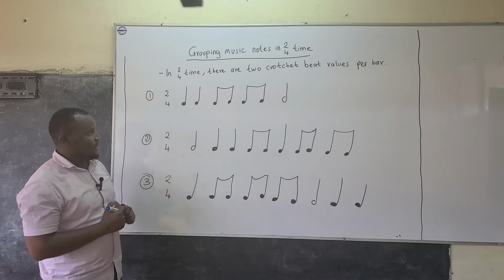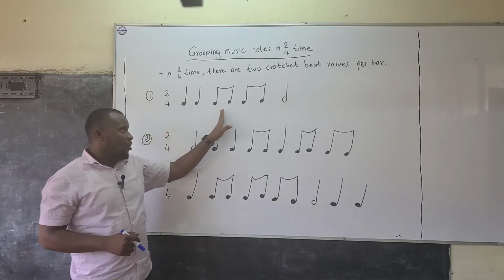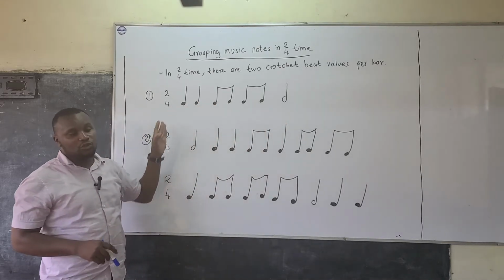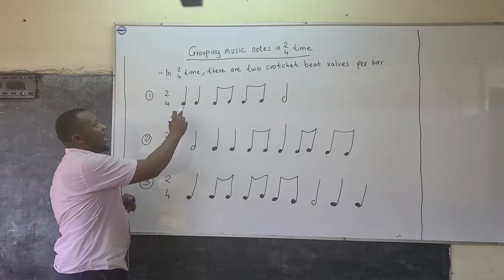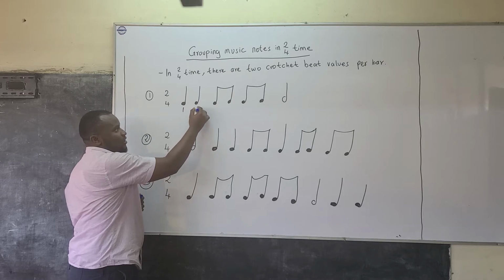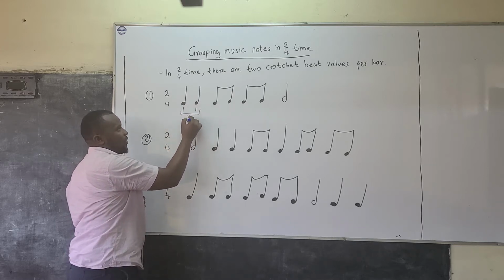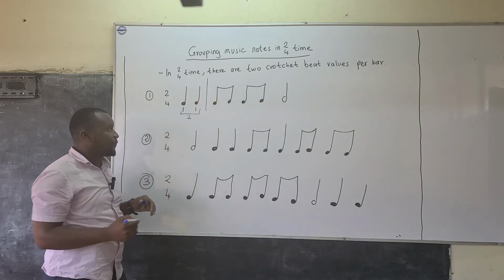So to our first example here, we are going to start by knowing the value of each and every note that we have here, so that we are able to group them accordingly. So to our first note here, we have a crotchet. A crotchet is one beat. The second note is a crotchet, one beat. We need two beats, so 1 and 1 makes 2. So here I have a bar line.